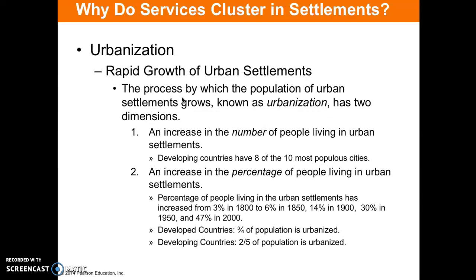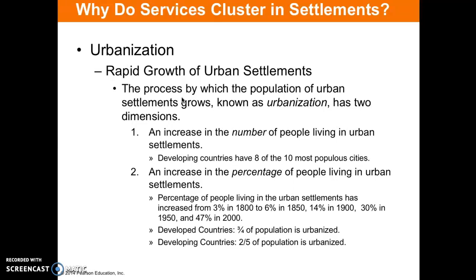How did urban settlements start to rapidly urbanize? Urbanization has two dimensions. When the population of a settlement grows, you first have an increase in the number of people that live in that settlement. Developing countries right now have 8 of the 10 most populous cities, which makes sense, right? Because they have a rapid growth in their population. They have more people.